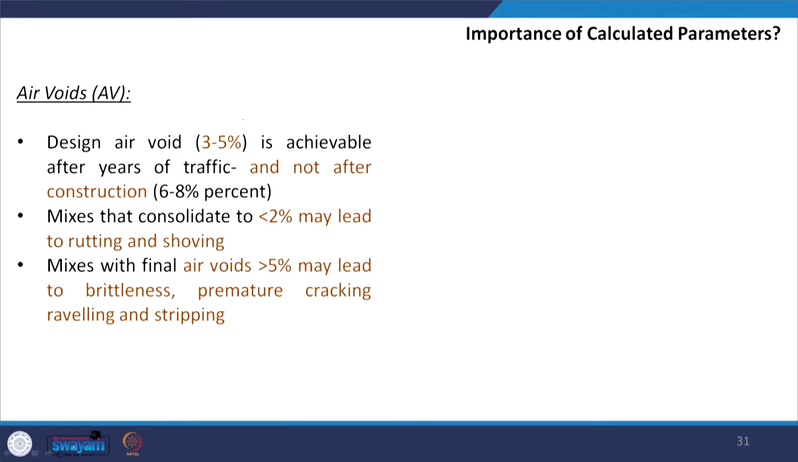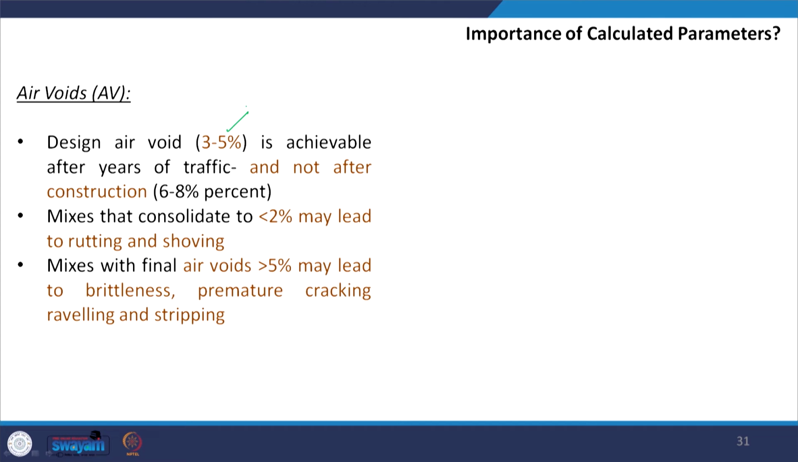Air void again is one of the critical parameters considered in the mix design, and in fact we will see later that it is the air void corresponding to which we determine the optimum binder content in the mix design process. We design our mix usually to have a target air void of 3 to 5%, and we have to remember here that this air void of 3 to 5% which we want in the mixture we prepare in the lab is the air void which is achievable after years of traffic and not after placement.